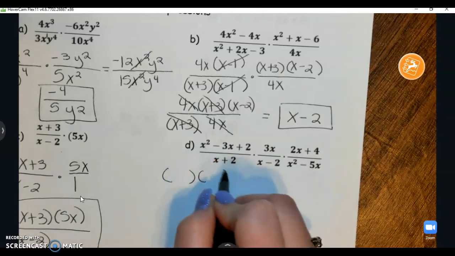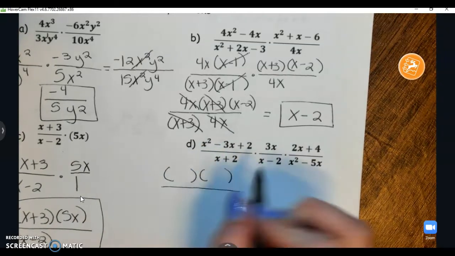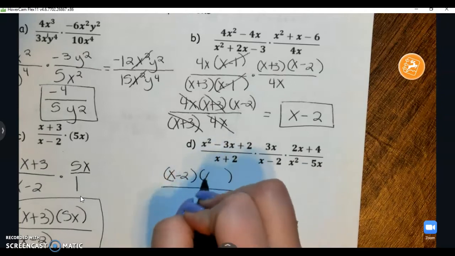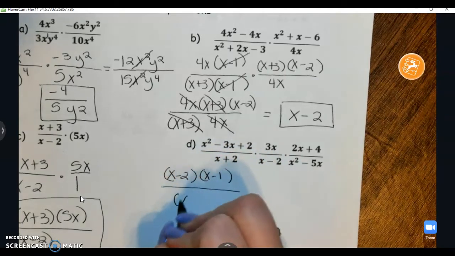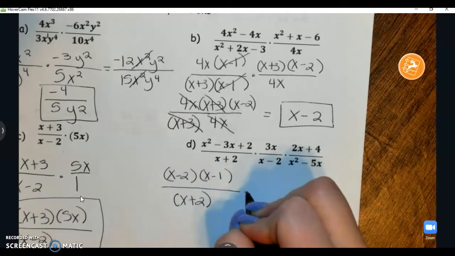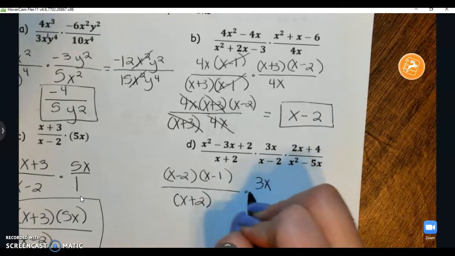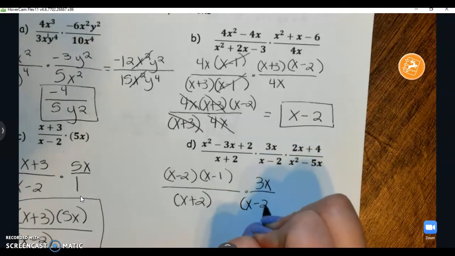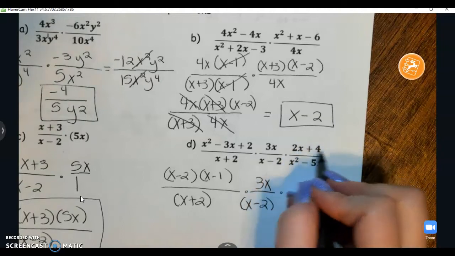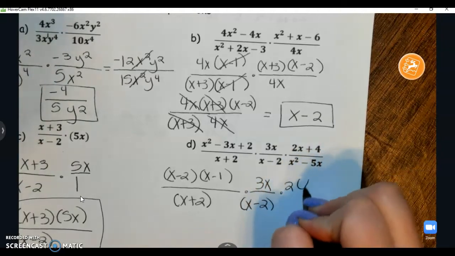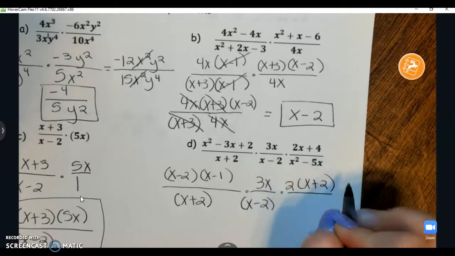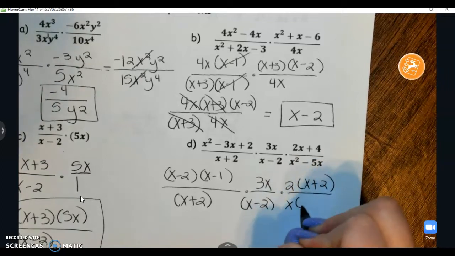Trinomial, factors of positive 2 that add to negative 3, that's going to be negative 2, negative 1. Can't simplify x plus 2. 3x doesn't simplify, neither does x minus 2. Now, binomial, I can take out a GCF. And again, binomial, take out the GCF.